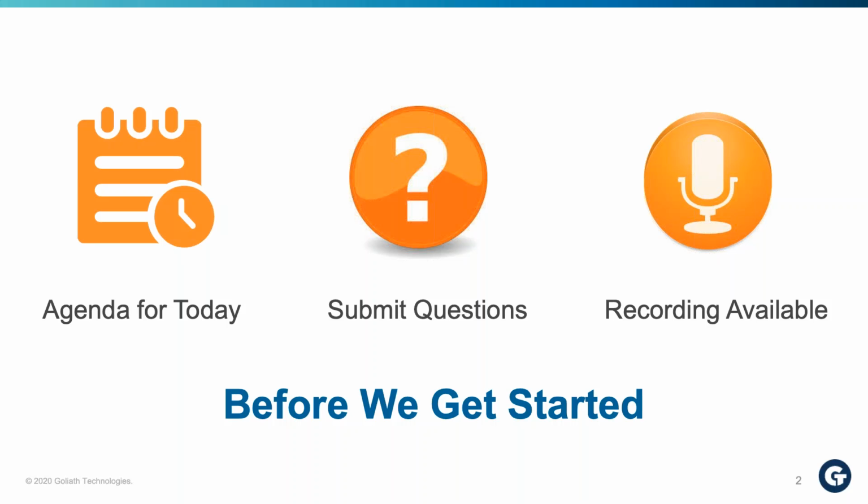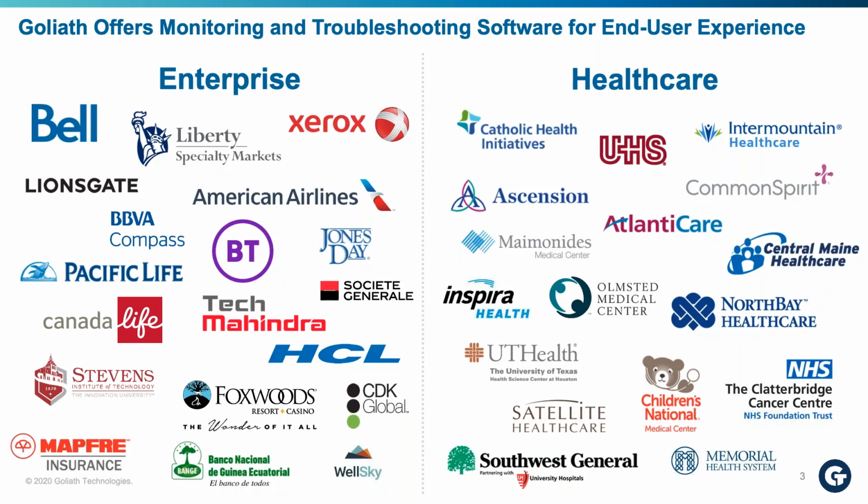So let's get started. For those who are not familiar with Goliath, we offer end user experience software, which allows us to troubleshoot and monitor those end user experiences. And we do that broadly across all industries. As you can see from our slide here on logos, we can scale to some of the largest and most complex IT infrastructure, many centered around Citrix and VMware Horizon. We also have an ease of use profile and price point that allows us to scale down to medium-sized organizations.